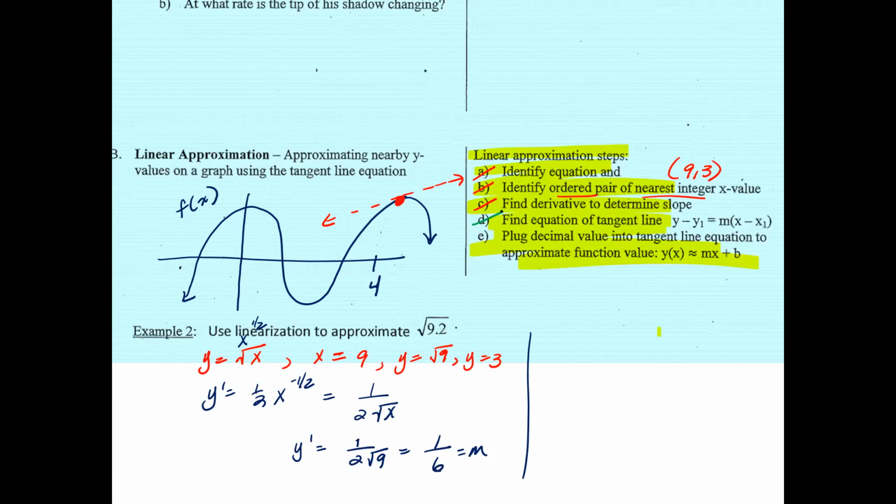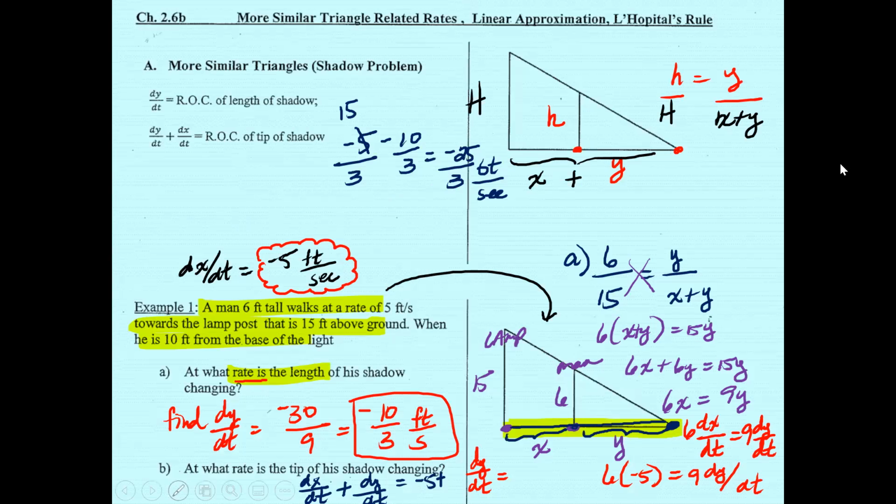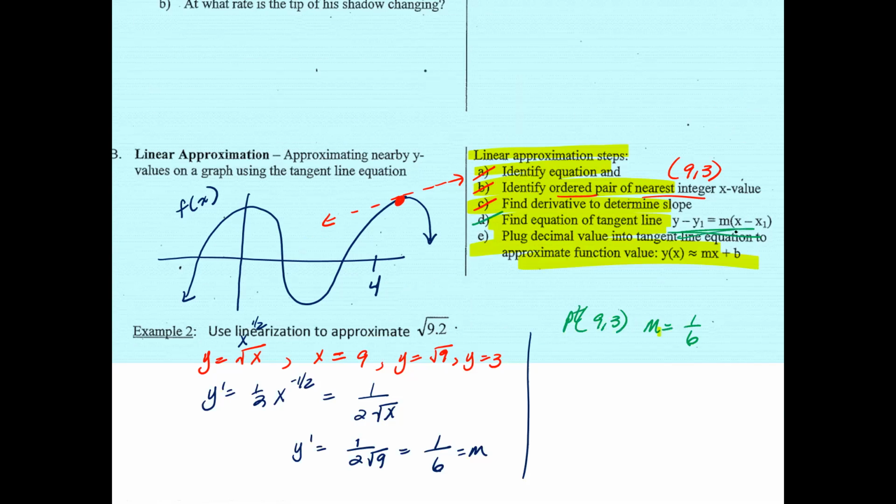Find the equation of the tangent line using the point slope form. So with that, you know that your point that's given to you is going to be 9, 3. You just found your slope, which is going to be 1/6. So let's go ahead and plug that into this equation right here. So then I'll have y minus 3 equals my slope, which is 1/6, x minus 9. Now you can go ahead and distribute this. So y equals 1/6x minus 9/6.